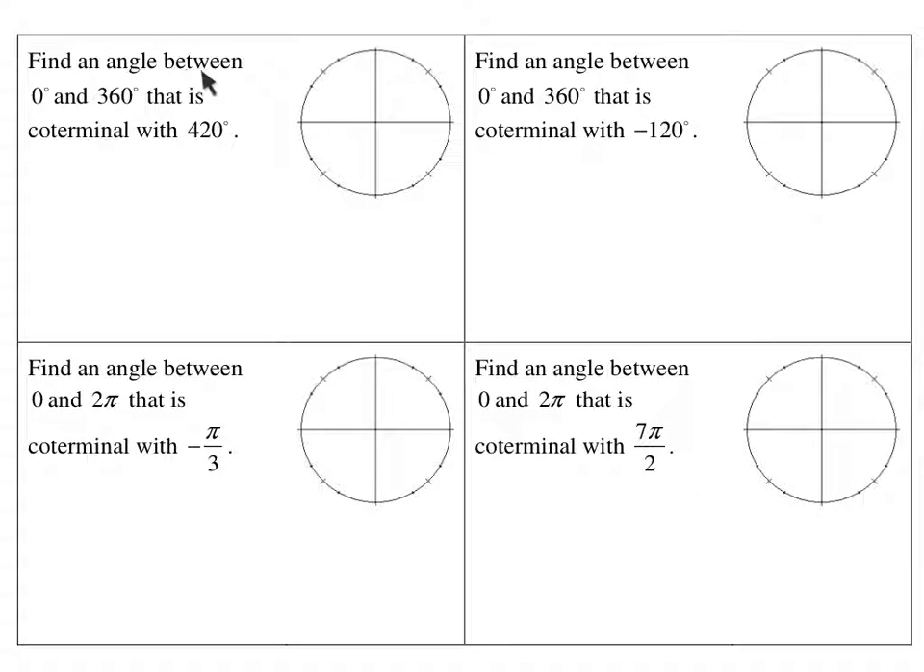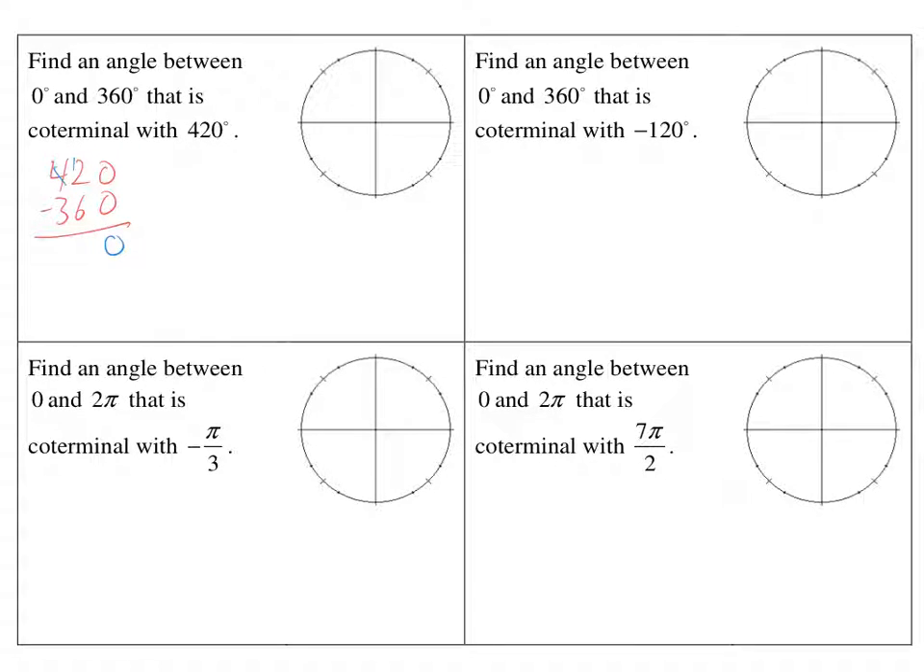I want to find an angle between 0 and 360 that is coterminal to 420. So 420, what you should realize, goes around and then some more. So how do we find that out? Well, we have to make this in terms of 0 to 360. So 1 revolution is 360. So if I simply take 420 minus 360, won't that create another coterminal angle?